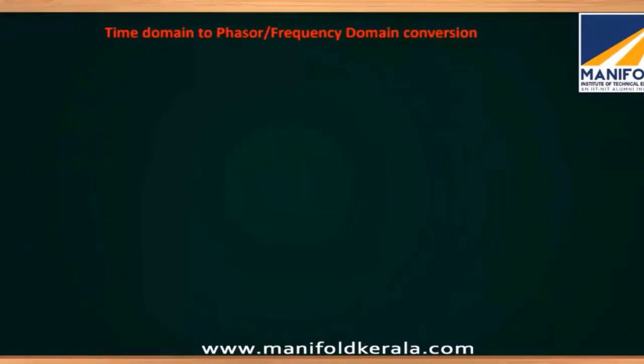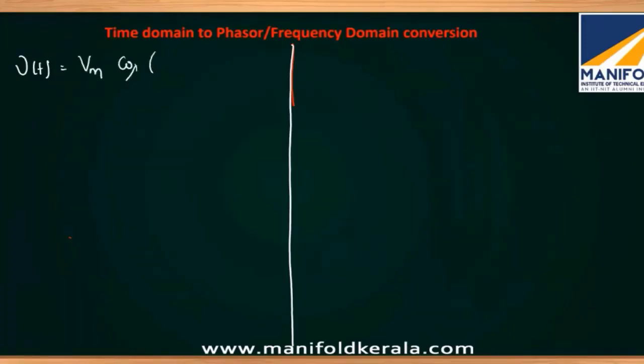So, time domain to frequency domain conversion. Let me draw the difference. In time domain, suppose my voltage is v(t) = Vm cos(omega t + theta). How do you draw it in frequency or phasor domain? It is Vm at an angle theta. This is the phasor representation.